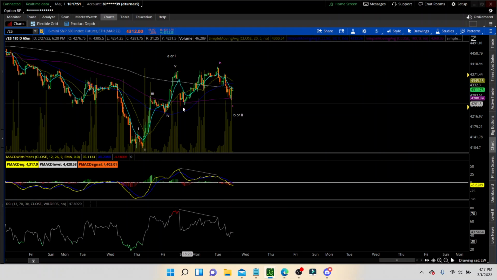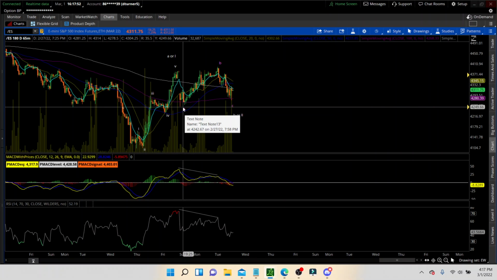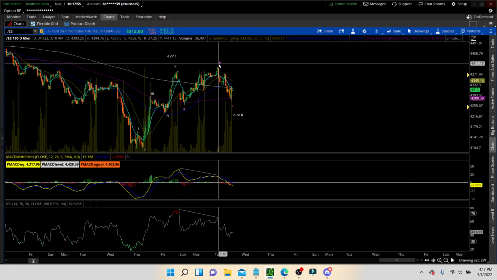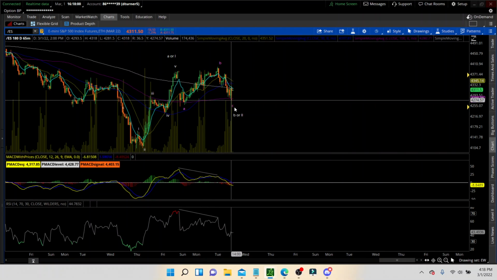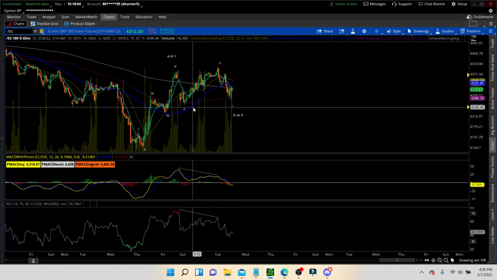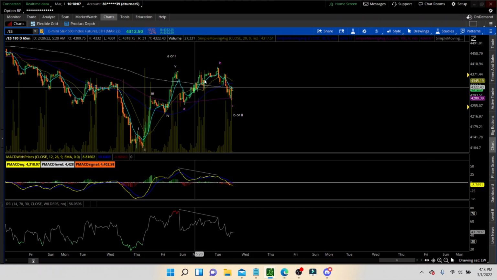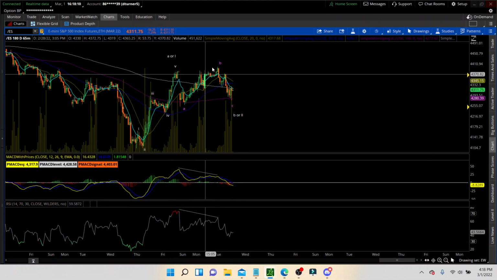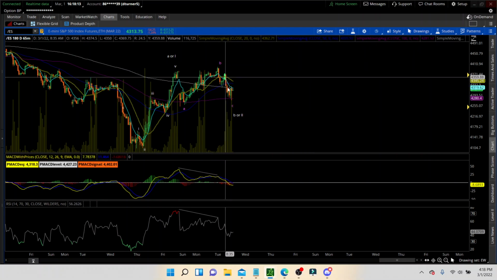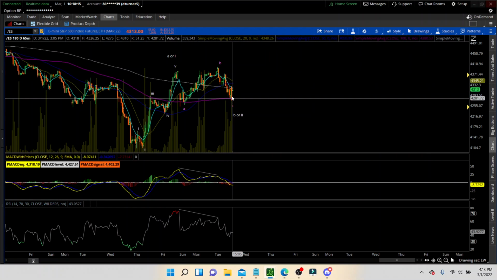We have an initial move down for the correction, a B, which actually came above the bottom of our wave A. So in a C, that doesn't quite come down to the end of wave A. So this is a running flat. We're looking for a 3-wave move down, 3-wave move up, and a 5-wave move down here to finish off right at the last few minutes, right before the bell.